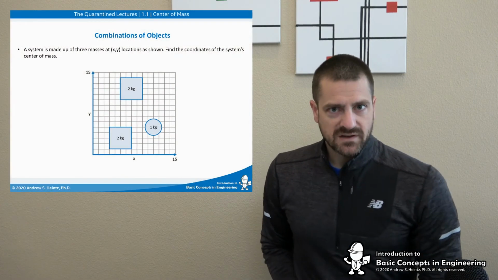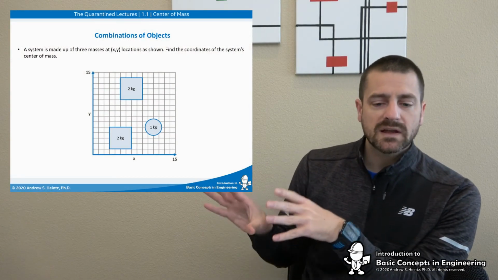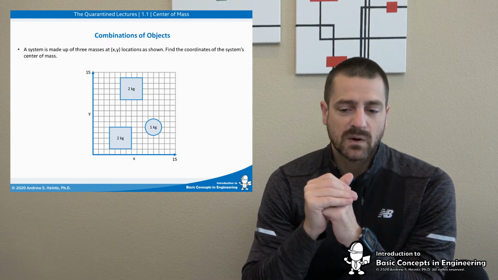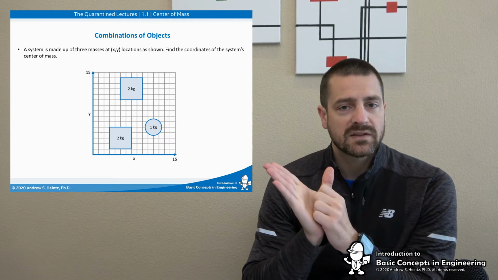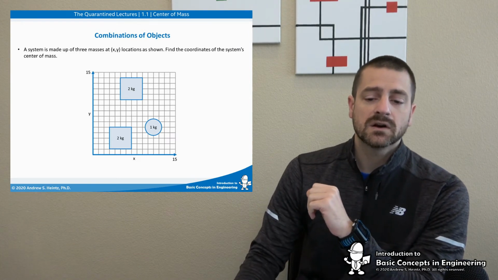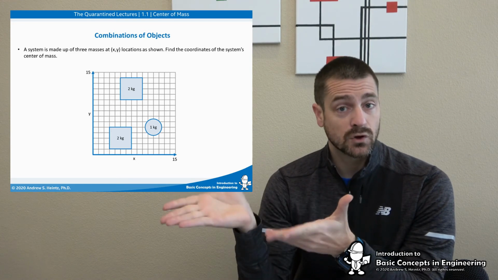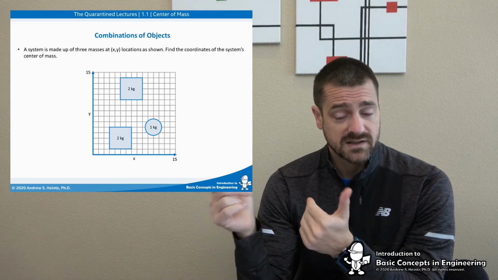All right, so now let's move on to looking at combinations of objects. This is kind of the next step. If we were to lay this out in a grid, say a system is made up of 3 masses at xy locations as shown, and we wanted to find the coordinates of the center of mass of the system, we can do something very similar to what we've already done, but in this case we have to look at both the x and the y because we're not on just a single line.